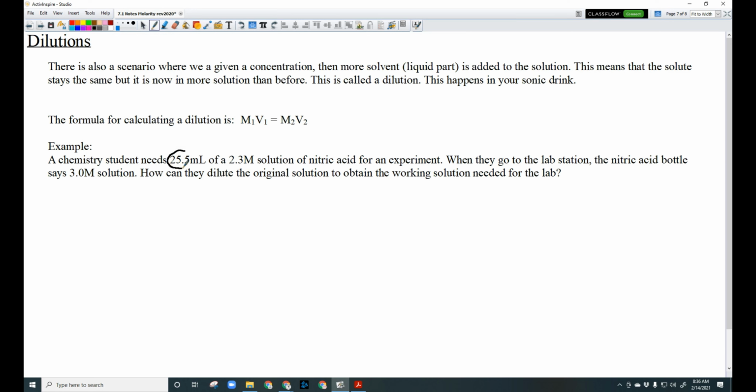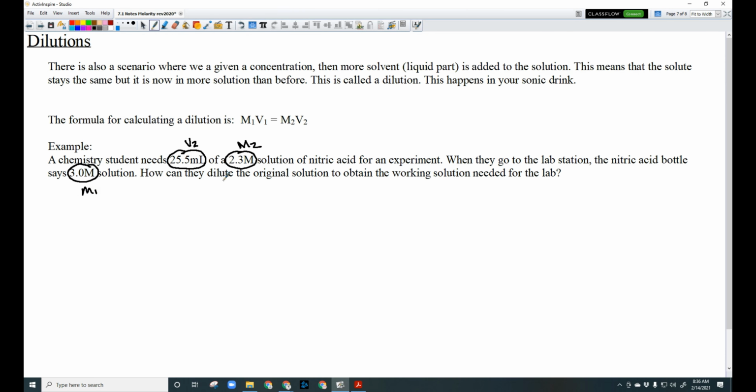All right, let's go ahead and dissect this using GUESS. We're going to circle our givens. Here are our givens, and we're going to label them. A chemistry student needs 25.5 milliliters, so that's going to be our V2. We need 2.3 molar, so that's going to be an M2. And we're starting with M1, a 3.0 molar solution.